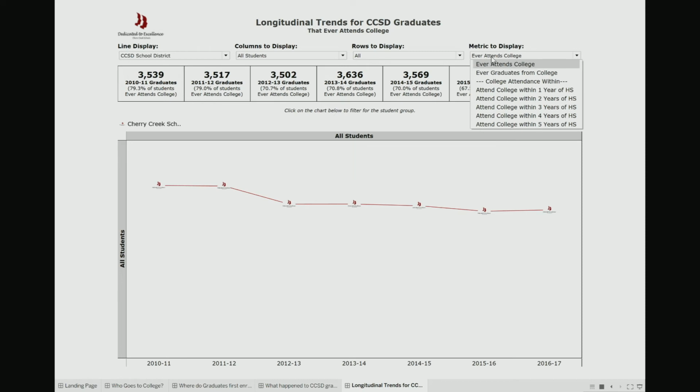Yes? When we get our report back from the National Student Clearinghouse, it's typically about 70%. They give us about a 70% match.